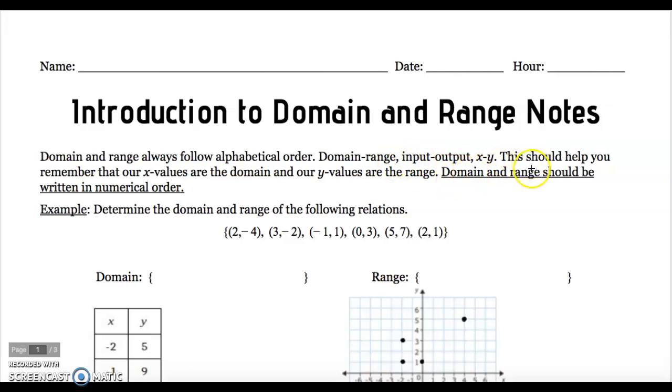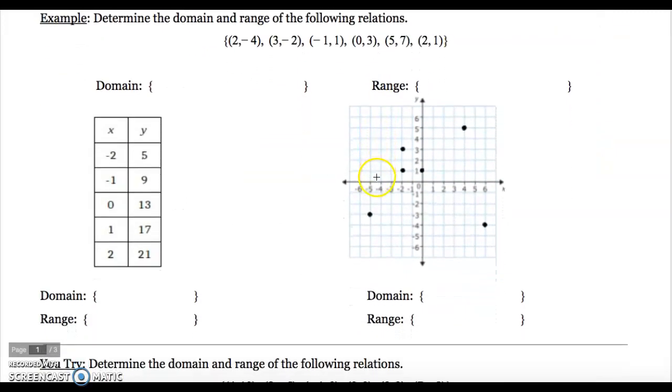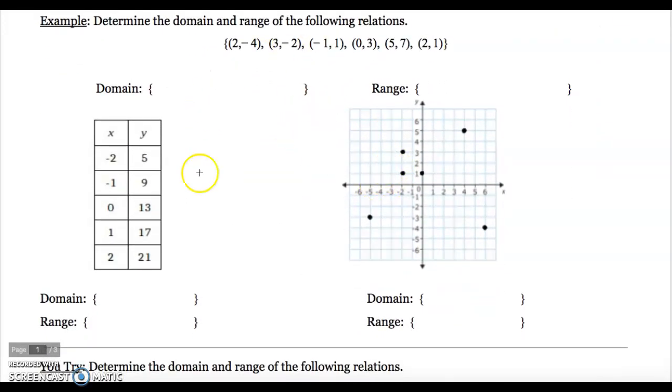When you write domain and range, they should always be written in numerical order. So let's go ahead and take a look at this example. Below I have some data sets that have been given to me. Here's a table, here's a graph with just points on it, and here is a list of numbers. We're going to write the domain and the range of each of these data sets.